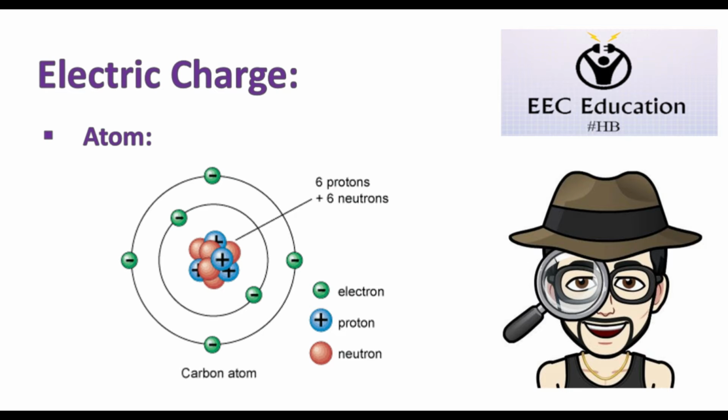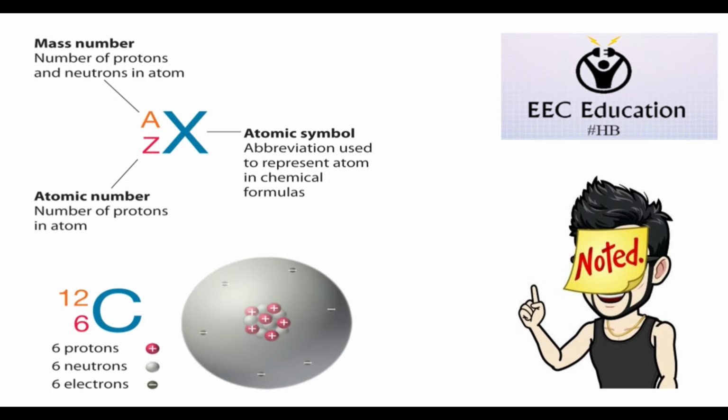For example, consider this carbon atom. It has 6 electrons, 6 protons, and 6 neutrons. Please note that any atom can be represented as the following, where X is the chemical symbol, Z is the atomic number, which is the number of protons in the nucleus. A is the mass number, which is the sum of neutrons and protons.